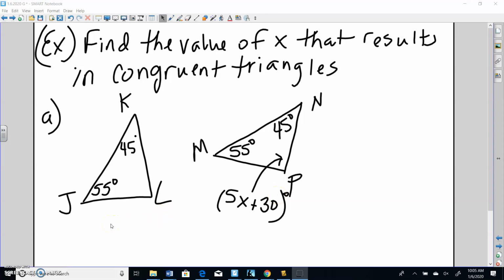So angle J should match up with what angle on the second triangle? M, because they're equal, right? So I'm going to say J and M are together. And then angle K on the first triangle, it matches up with what angle on the second? N. So then angle L, it matches up with angle P.